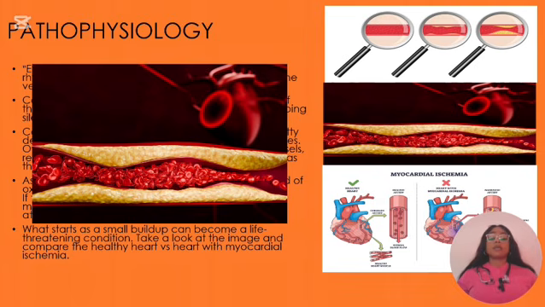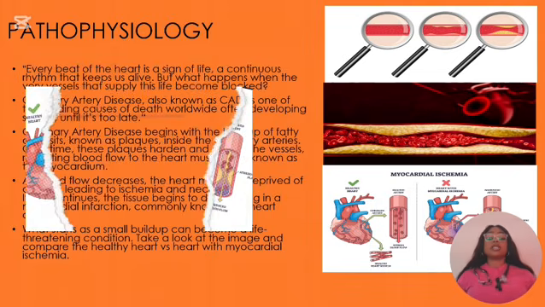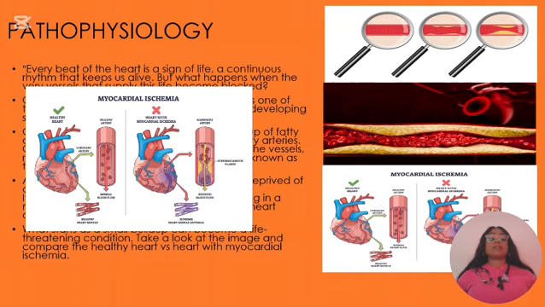it's too late. Coronary artery disease begins with the buildup of fatty deposits known as plaques. Inside the coronary arteries, over time, these plaques harden and narrow the vessels, restricting blood flow to the heart muscles known as the myocardium. As blood flow decreases, the heart muscle is deprived of oxygen, leading to ischemia and necrosis. If this continues, the tissue begins to die, resulting in a myocardial infarction, commonly known as heart attack. What starts as a small buildup can become a life-threatening condition.